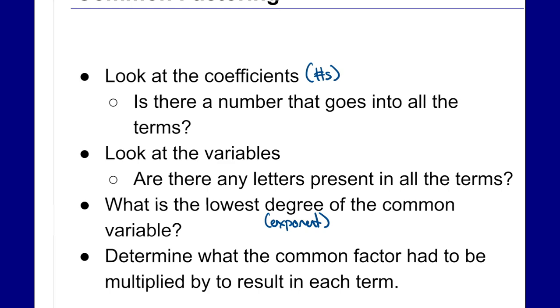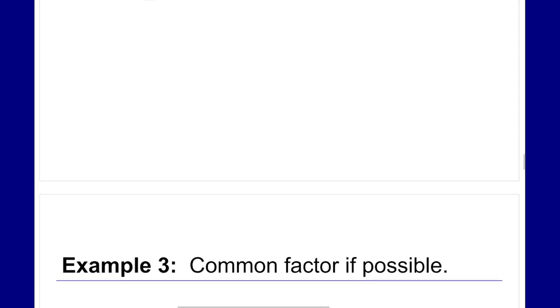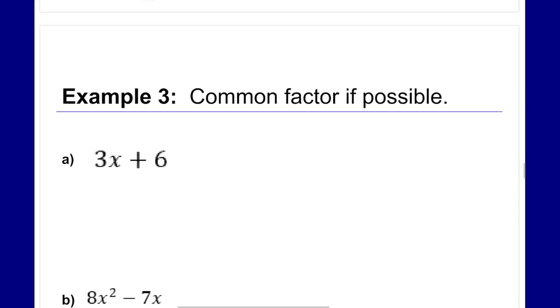Then we have to determine what the common factor had to be multiplied by to result in each term. So those are the steps, and we're going to use those steps to help us factor. We're going to start off fairly easy.